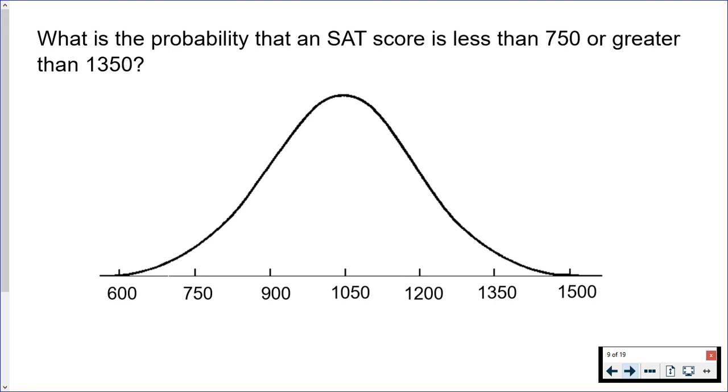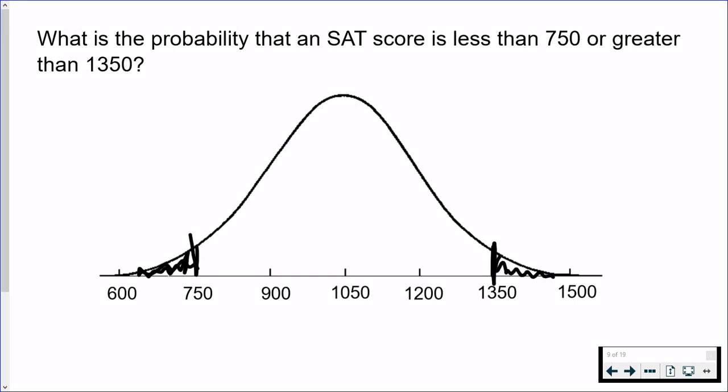The last question is what's the probability or what's the percentage of SAT scores that are less than 750 or greater than 1350? The reason they use the word or is because you can't have both a 750 and a 1350 at the same time. So you find those values. We want less than 750 and we want greater than 1350. So I want that shaded region.